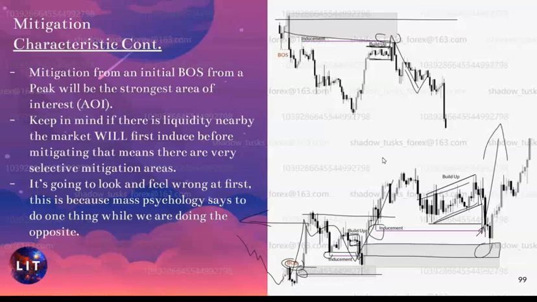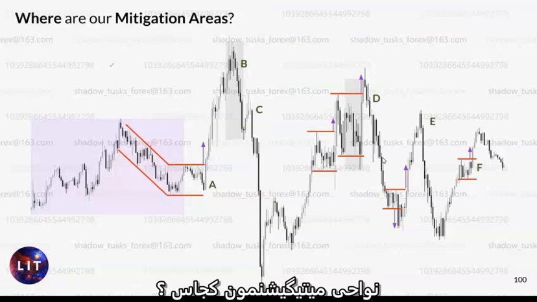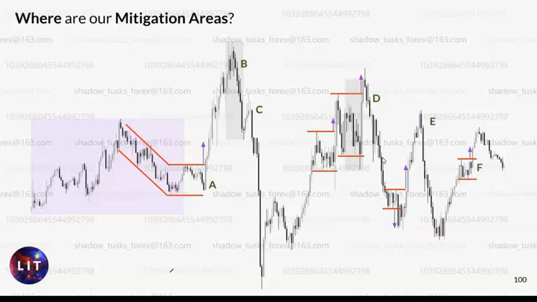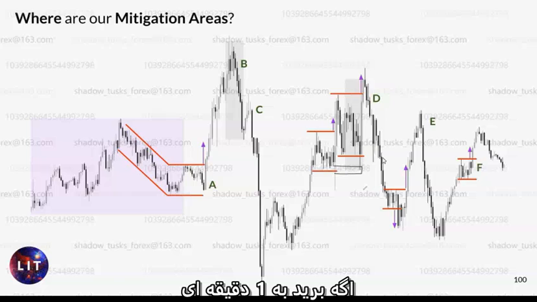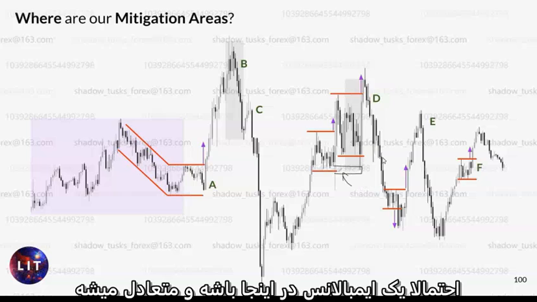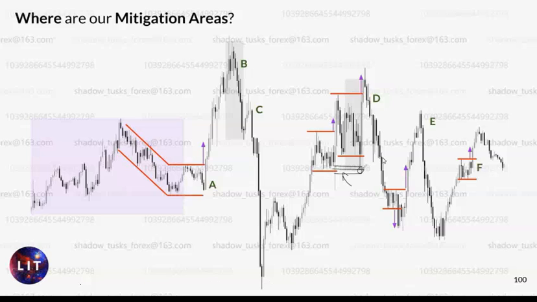So, question for you guys. Where are our mitigation areas? This one, yeah, that's a good question. Again, if it would be visible on the 5 minute, 100%. If you break that down on the 1 minute, there is probably an imbalance here, yeah, and that can mitigate it. So very good eyes already.